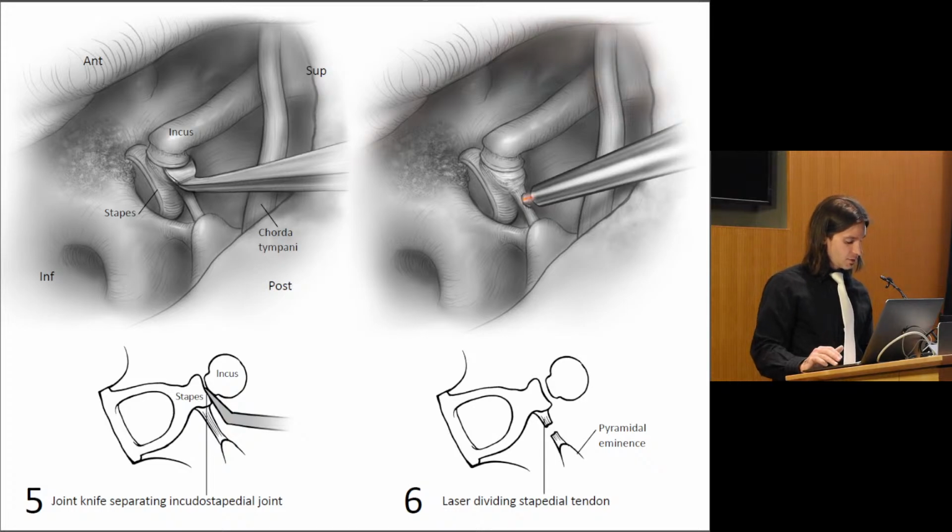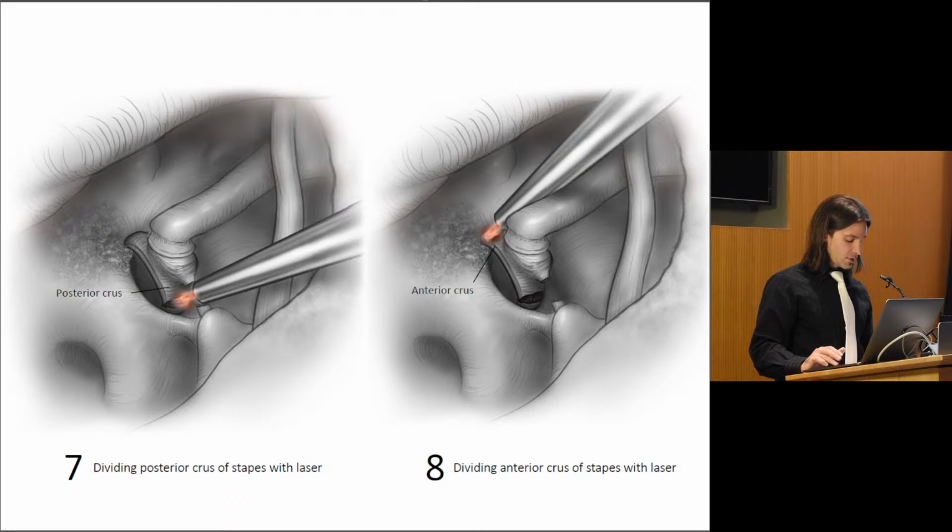Sure. In figure 5, a joint knife separates the incudostapedial joint. In figure 6, a laser divides the tendon of the stapedius muscle. This muscle resides within the bony pyramidal eminence. In figure 7, the posterior crus is divided with the laser. The endoscope allows for improved visualization of the anterior crus, so it could then be divided with the laser in step 8.